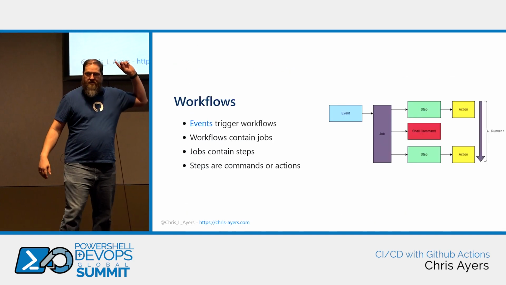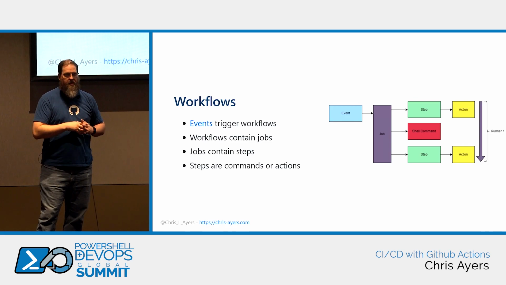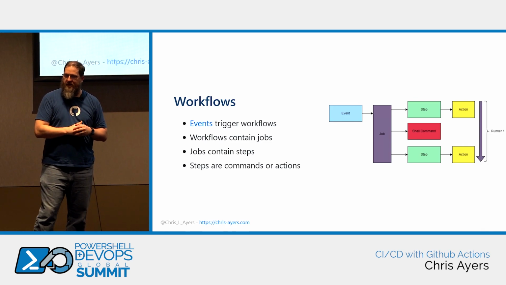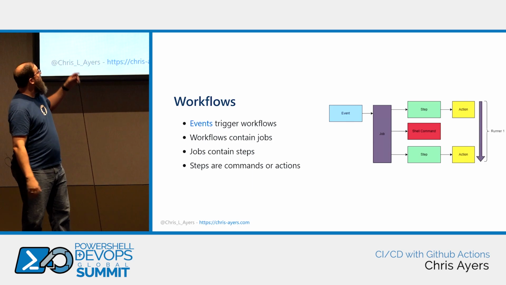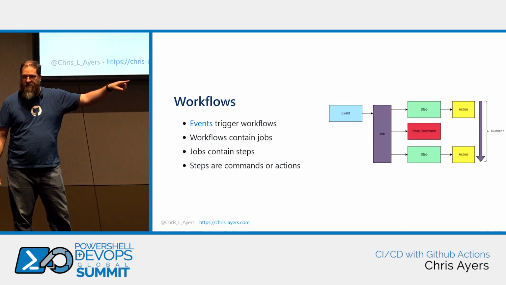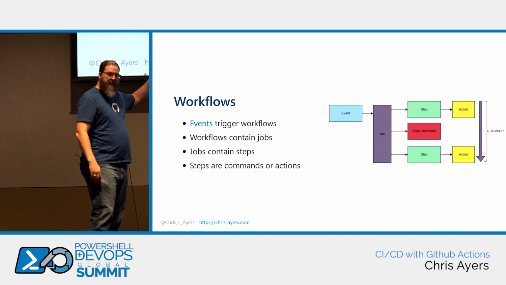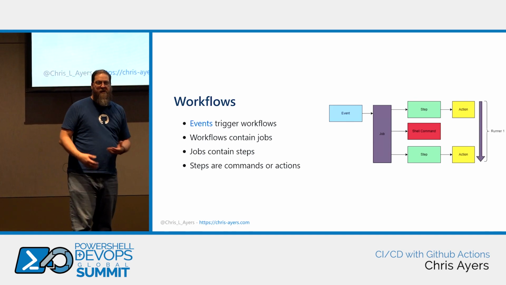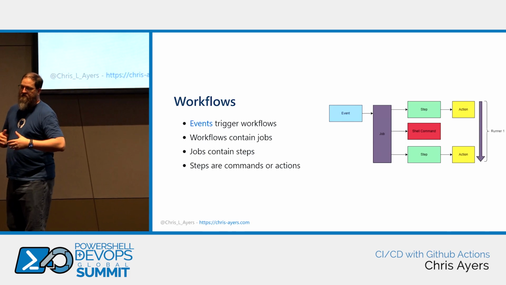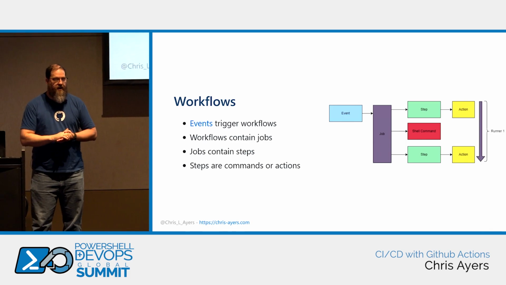So an event happens. It could be a webhook, a code push, an issue, some sort of event, and that triggers a workflow. We'll show how the triggers work. But that triggers a workflow, and inside your workflow, you can have a job. A job is going to contain steps. You're going to have a lot of different steps.